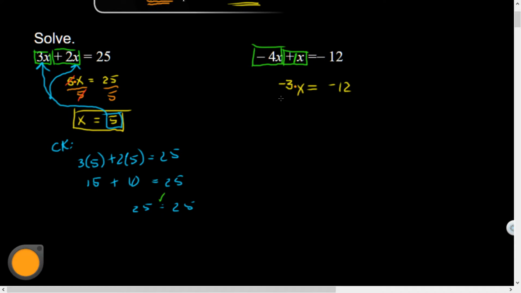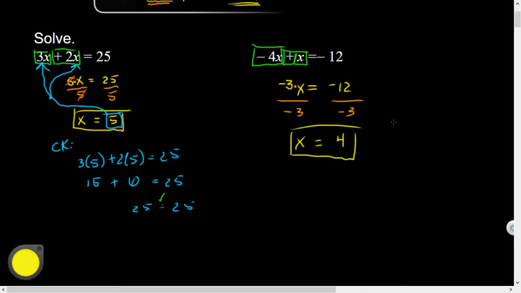The inverse operation of multiplication is division. I'm going to divide both sides by the same thing. And multiplying by negative 3, the inverse would be to divide by negative 3. Okay? So here I've got negative 3 divided by negative 3. The 3's would cancel. The minus signs cancel. I do, in fact, get x by itself. Let's see, a negative divided by a negative is positive, and 12 divided by 3 is quattro.